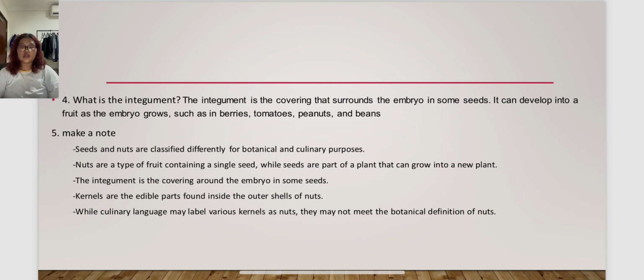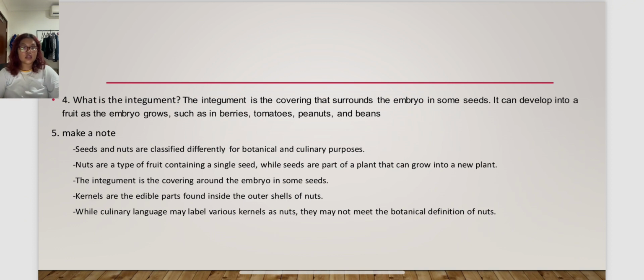What is the integument? The integument is the covering that surrounds the embryo in some seeds. It can develop into a fruit as the embryo grows, such as in berries, tomatoes, peanuts, and beans.